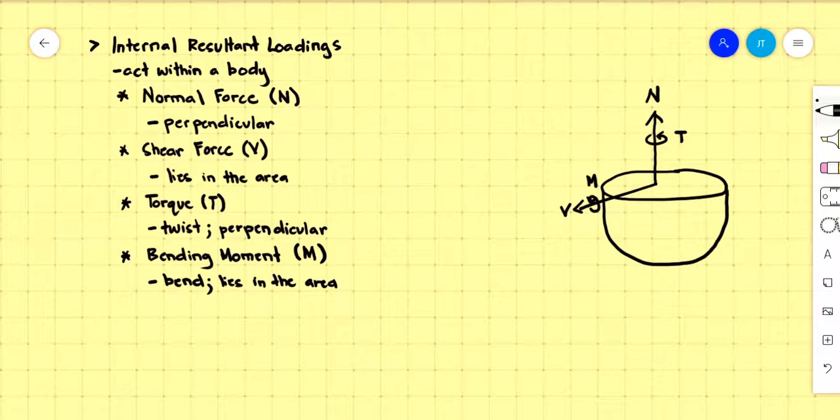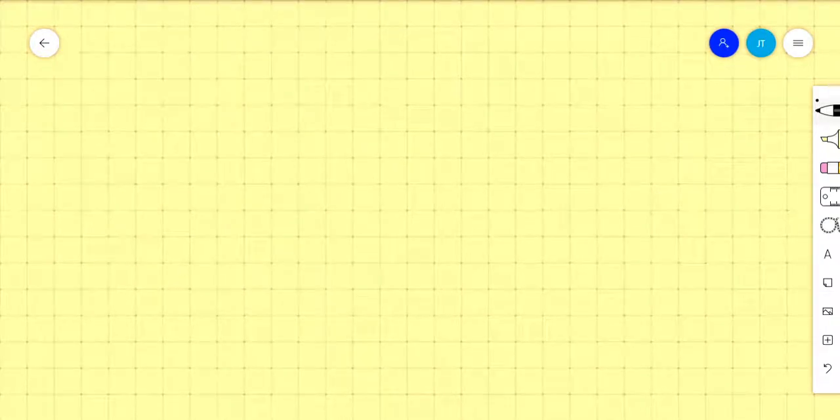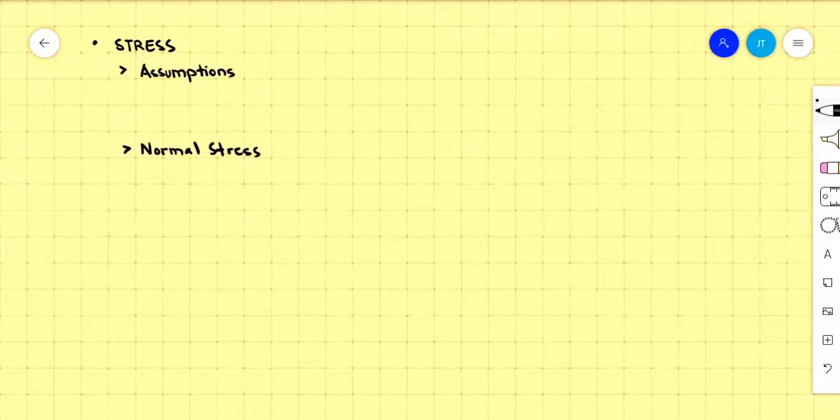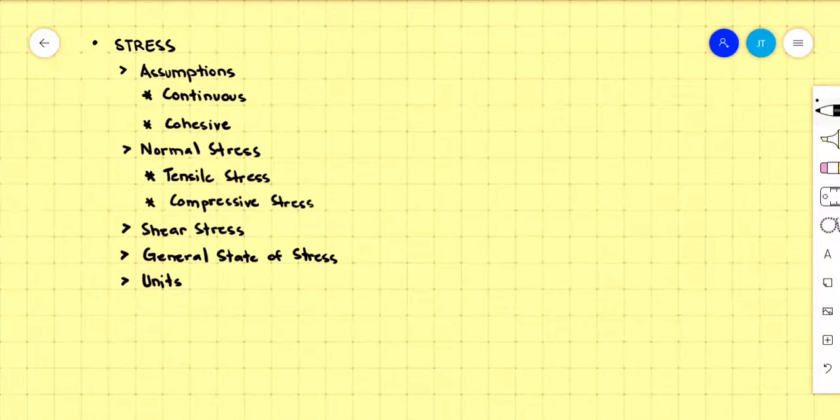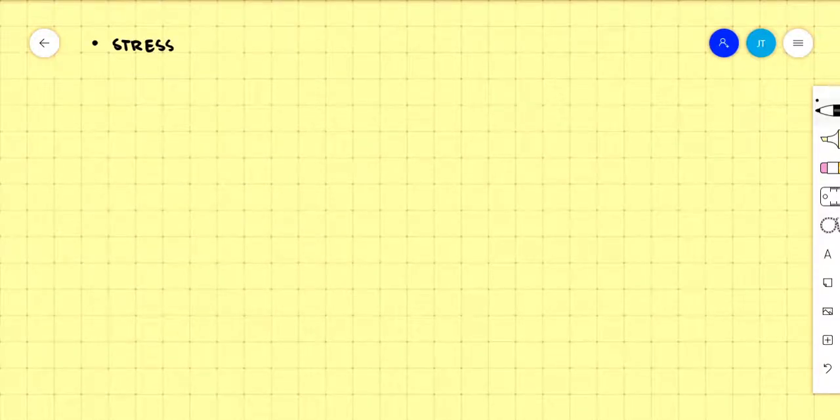Now we'll proceed to the final topic of this video, stress, under which are the assumptions: normal stress, shear stress, general state of stress, and units. There are two branches under the assumptions: continuous and cohesive. Also, two for normal stress, which are tensile and compressive stress. Stress can be described as the intensity of a force acting on a specific plane.